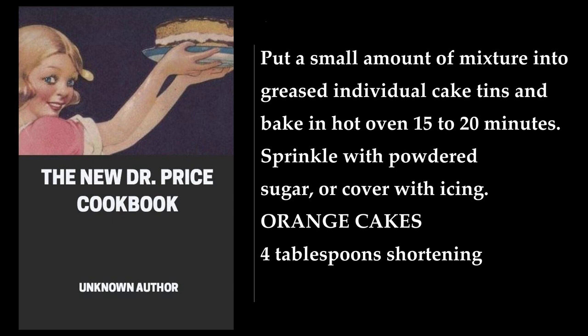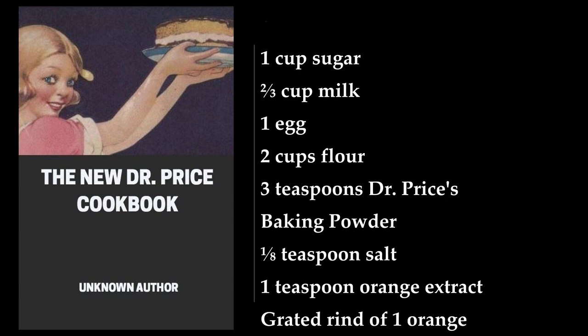Orange cakes. 4 tablespoons shortening. 1 cup sugar. 2/3 cup milk. 1 egg. 2 cups flour. 3 teaspoons Dr. Price's baking powder. 1/8 teaspoon salt. 1 teaspoon orange extract. Grated rind of 1 orange.